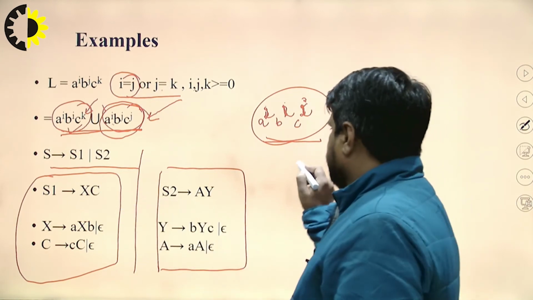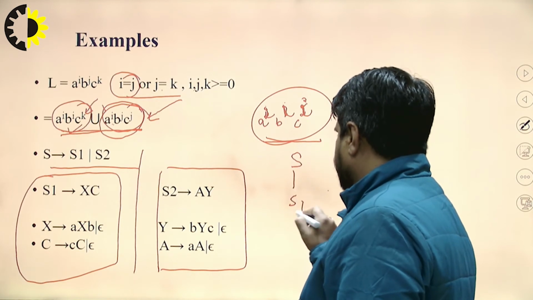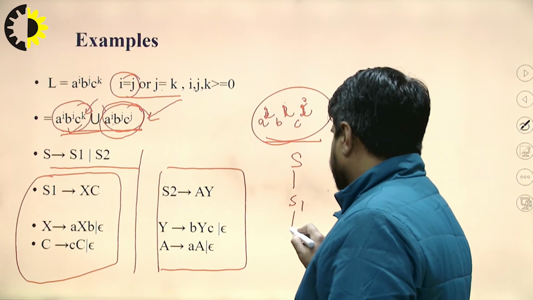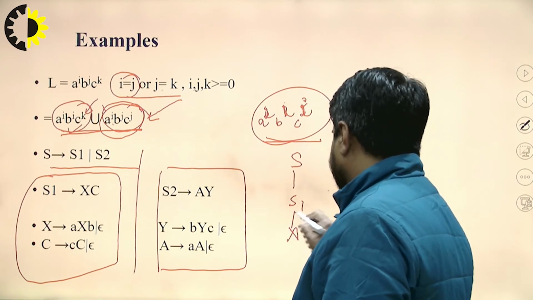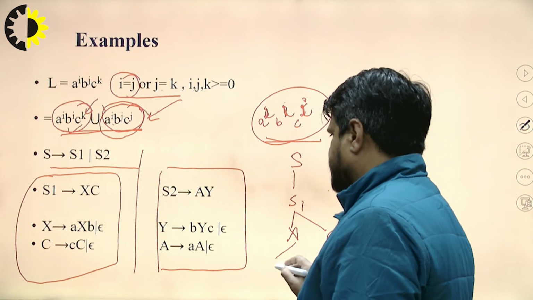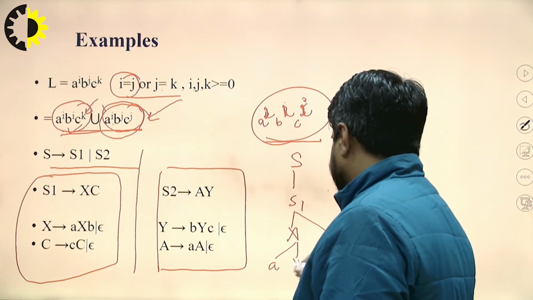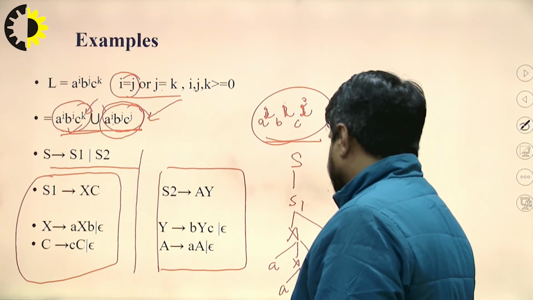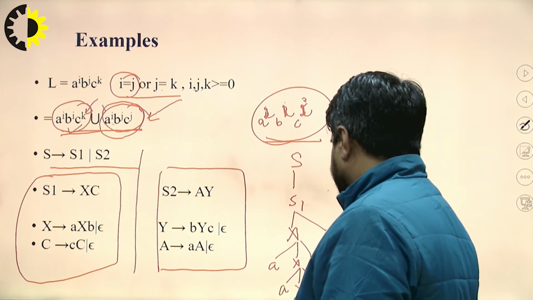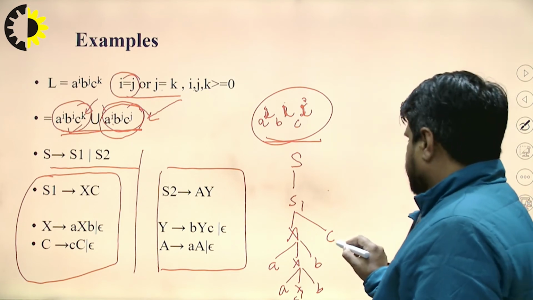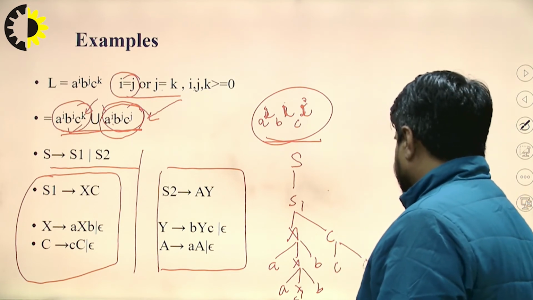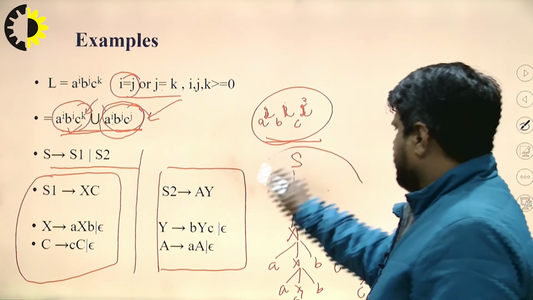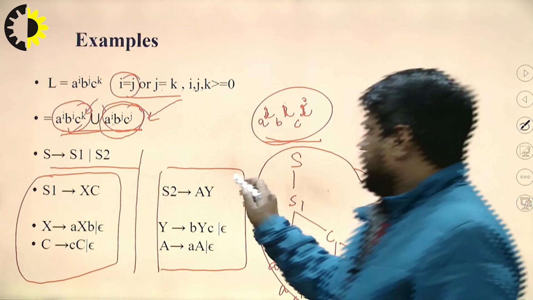You can see S derives S1. After that, you can derive X and C. X will derive A, X, B. After that, A, X, B, and X derives epsilon. C gets derived as capital C and C, and after that epsilon. So this gets derived by this portion, right? This can also be derived by this portion.